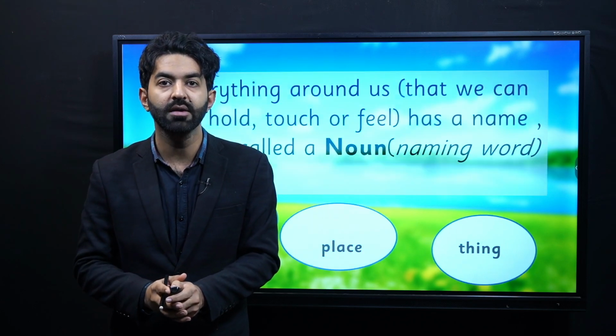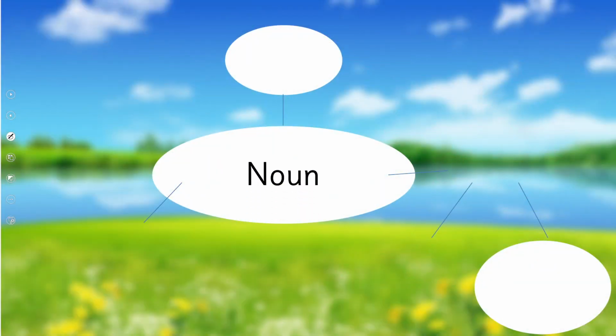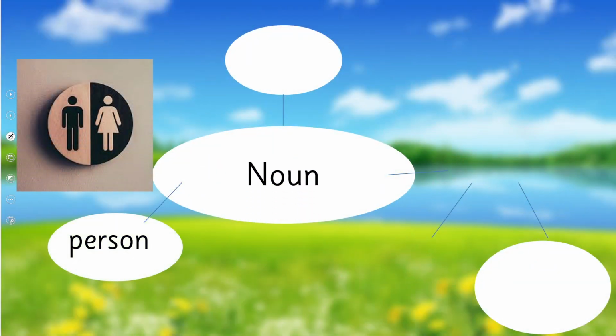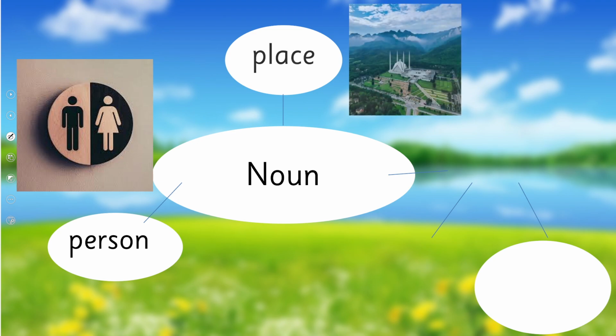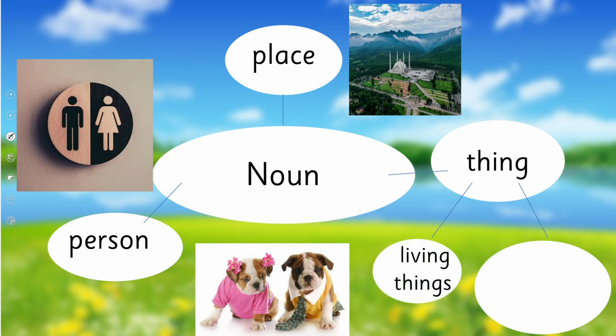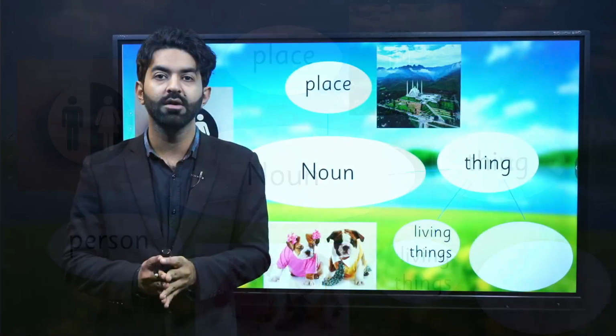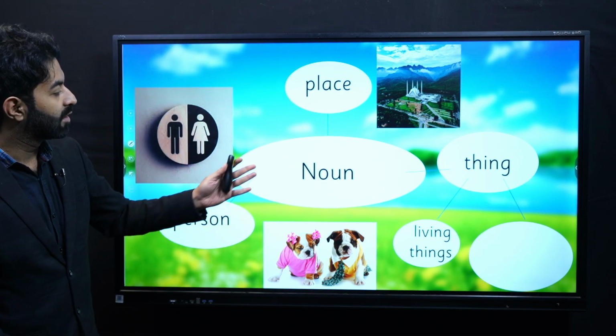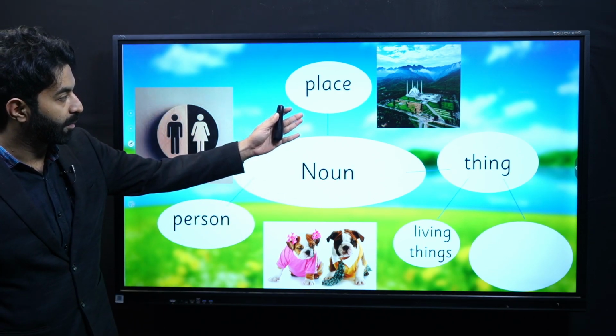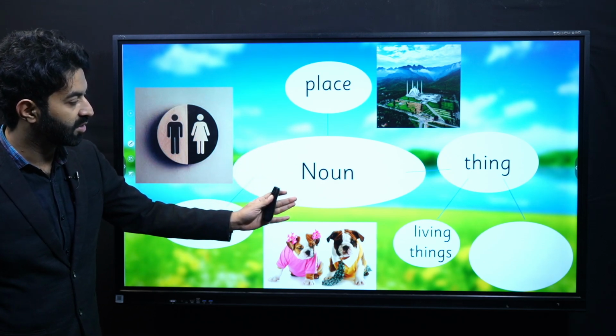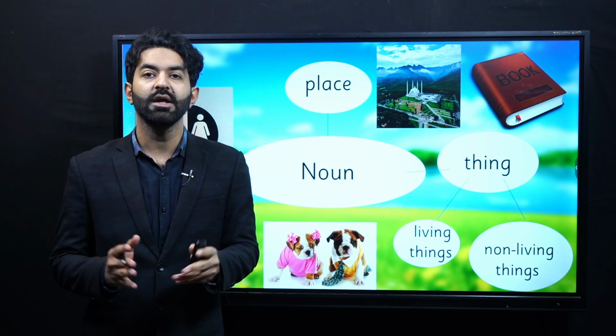Okay, let's move on. Now that we have understood it properly, let's talk about noun. Noun is used for a person. It is also used for a place, and it is also used for any things. That things can be living things or non-living things. All right? So let's repeat it. Noun can be a name of a place, person, thing. Okay, let's move on.